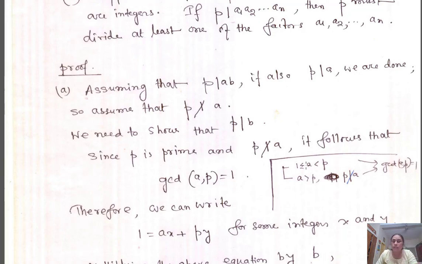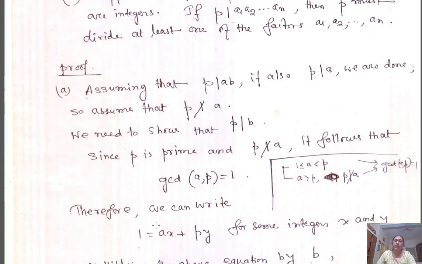We have shown that if you take a to be a positive integer less than p, then GCD of a and p is 1. If you take a to be a positive integer greater than p which does not have p as a factor, then also GCD of a and p is 1. So if p does not divide a, since p is prime, we must have GCD of a and p equal to 1. If a is less than p, the GCD is 1. If a is greater than p, then since p does not divide a, the GCD is also 1.